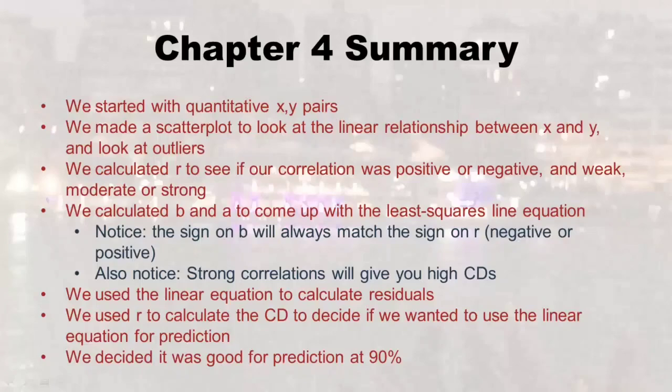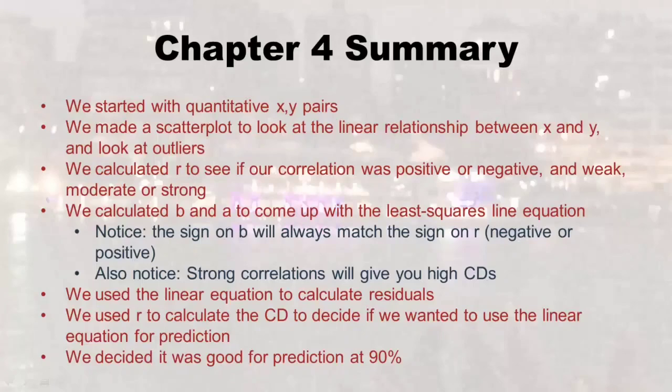But because this is a class and we had to learn, I forced there to be a scatter plot with a linear variation and not too many outliers so we could move forward and do R. So we calculated R to see if our correlation was positive or negative and weak, moderate, or strong. So that's what you do if you find a linear relationship. Next, in this lecture, we calculated B and A to come up with the least squares line equation.